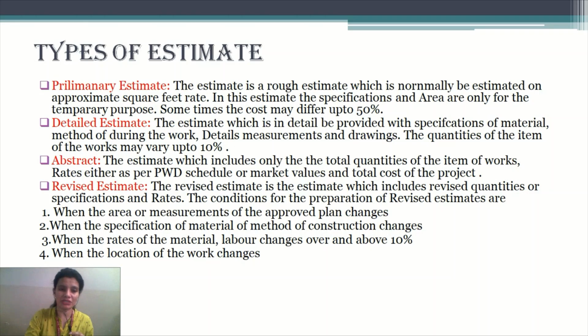First one is the measurement sheet and second one is the abstract sheet. In the case of the measurement sheet, we just simply need to find out the quantities of the material, and in the second sheet, that is in the abstract sheet, we will find out the cost of the material. So in this type of detailed estimate, we will find out the quantities of the items of the work.